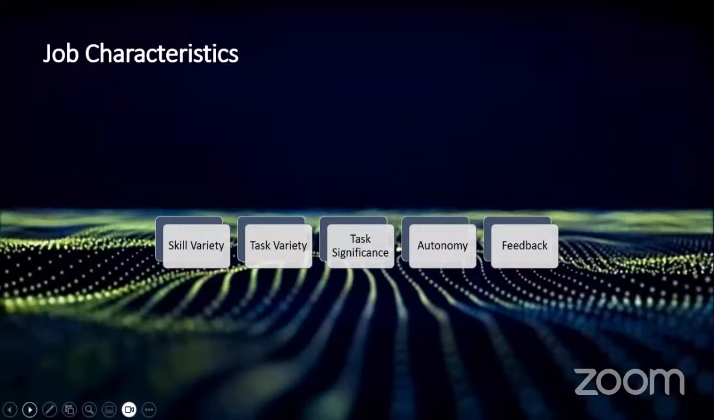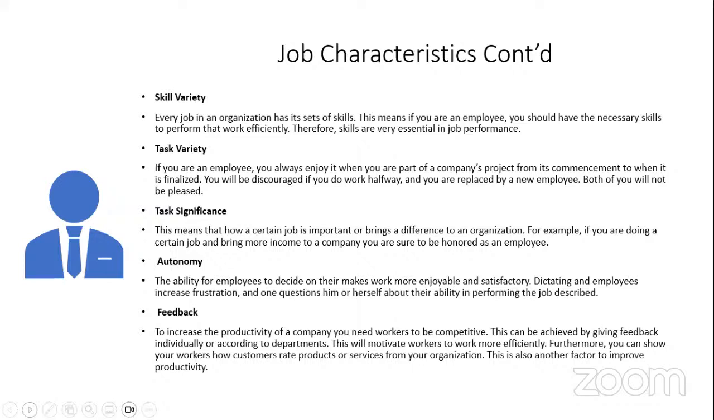Job characteristics. Let's look at job characteristics, where we have skill variety, task significance, autonomy, and feedback. So looking at skill variety, every job in an organization has its set of skills needed. This means if you're an employee, you should have the necessary skills to perform that work efficiently and effectively. Therefore, skills are very essential in job performance.